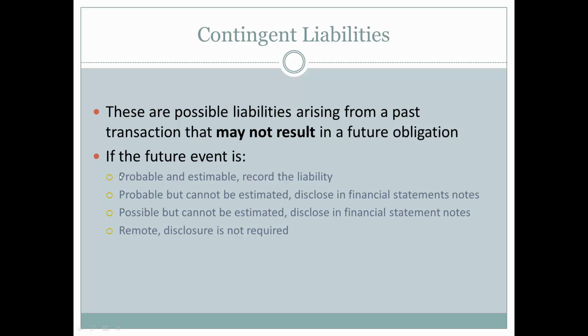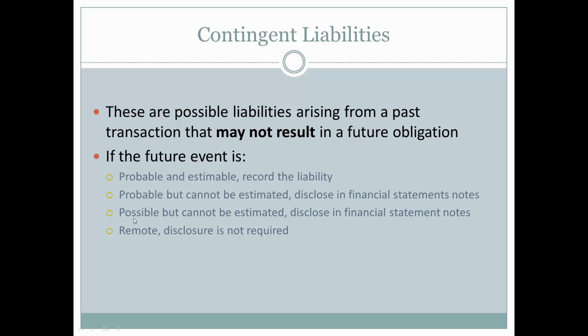So let's say we had the BP oil spill, and it was really close to the financial statement date. It was probable that BP is going to owe something, but at that time it may not have been estimable, so they're not going to record the liability then. So what would they do? It's probable but cannot be estimated. It will have to be disclosed in the financial statement notes. So they'll say, we know we owe something, but it's so close to the incident itself that we cannot really give you an estimate as to what it is, but we will owe something.